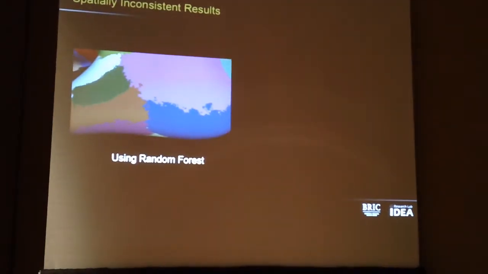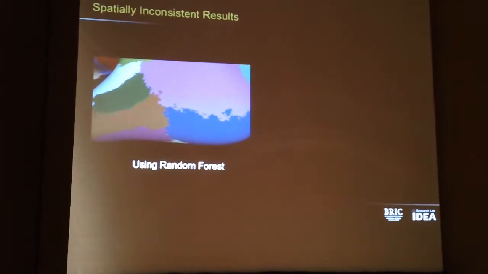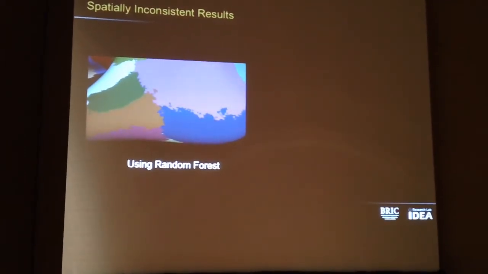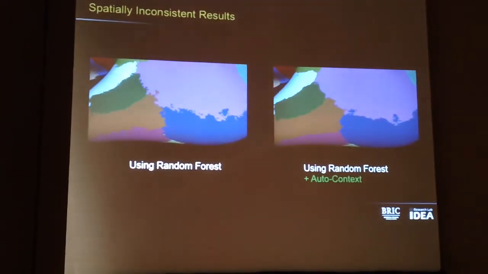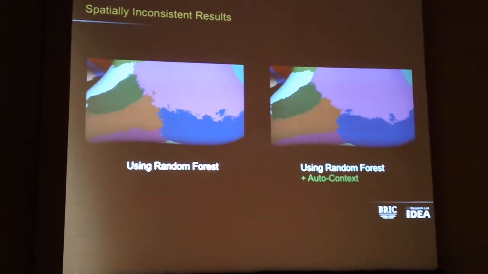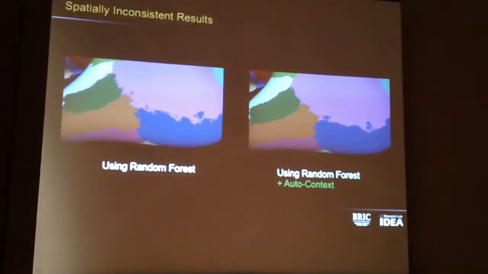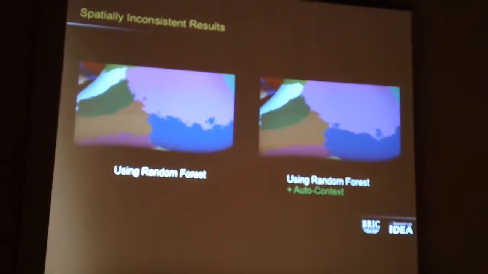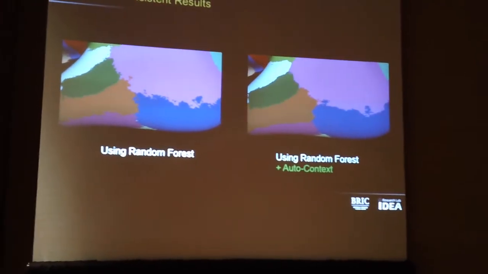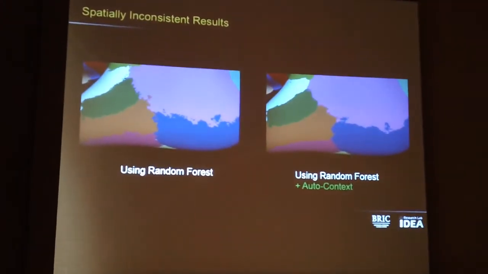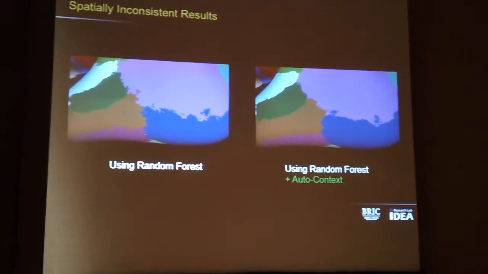Because random forest will classify each vertex independently, the output is spatially inconsistent. But using auto-context, this result can be refined. However, if you look at some local areas, you can still find some regions like this. The spatial inconsistency still exists. So we want to further refine this result, and we use GraphCut.